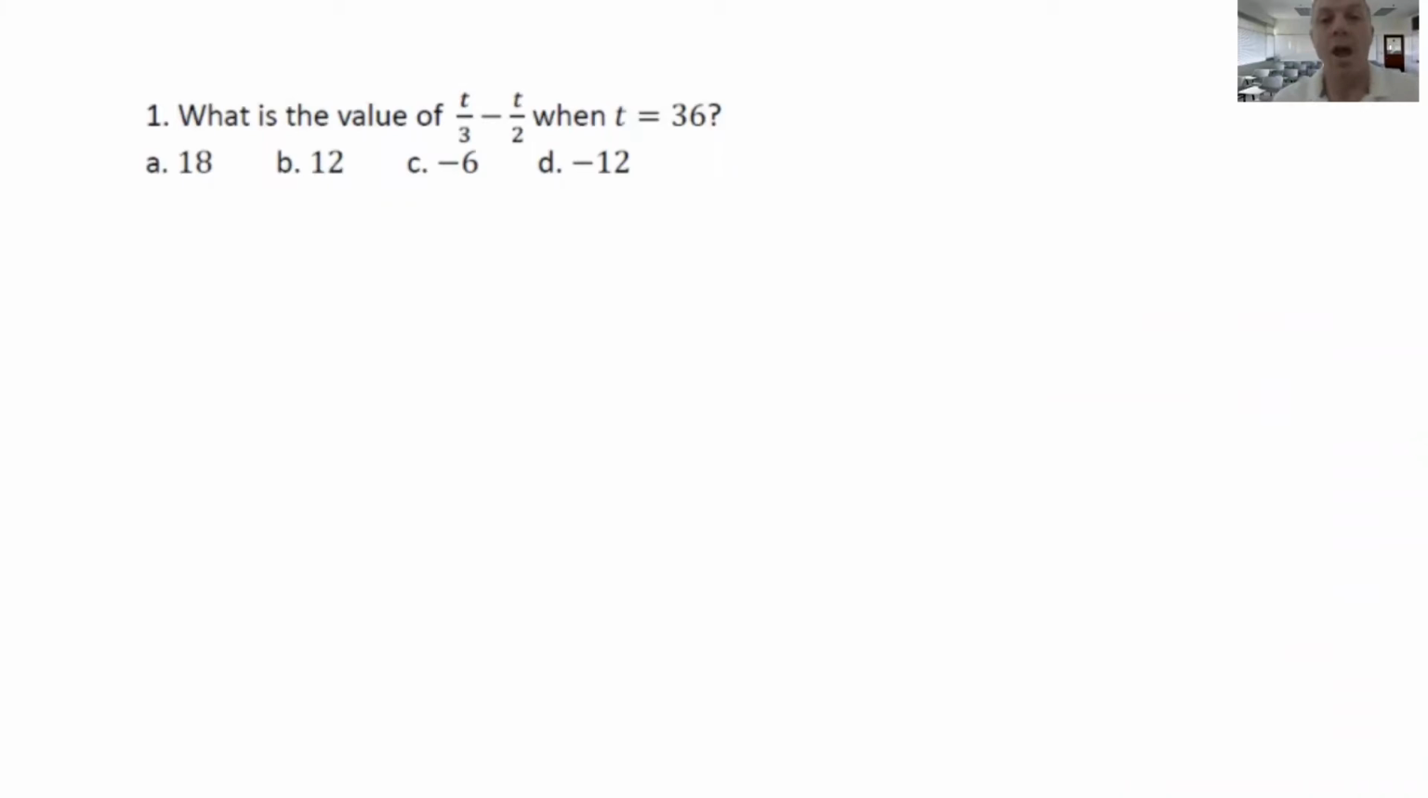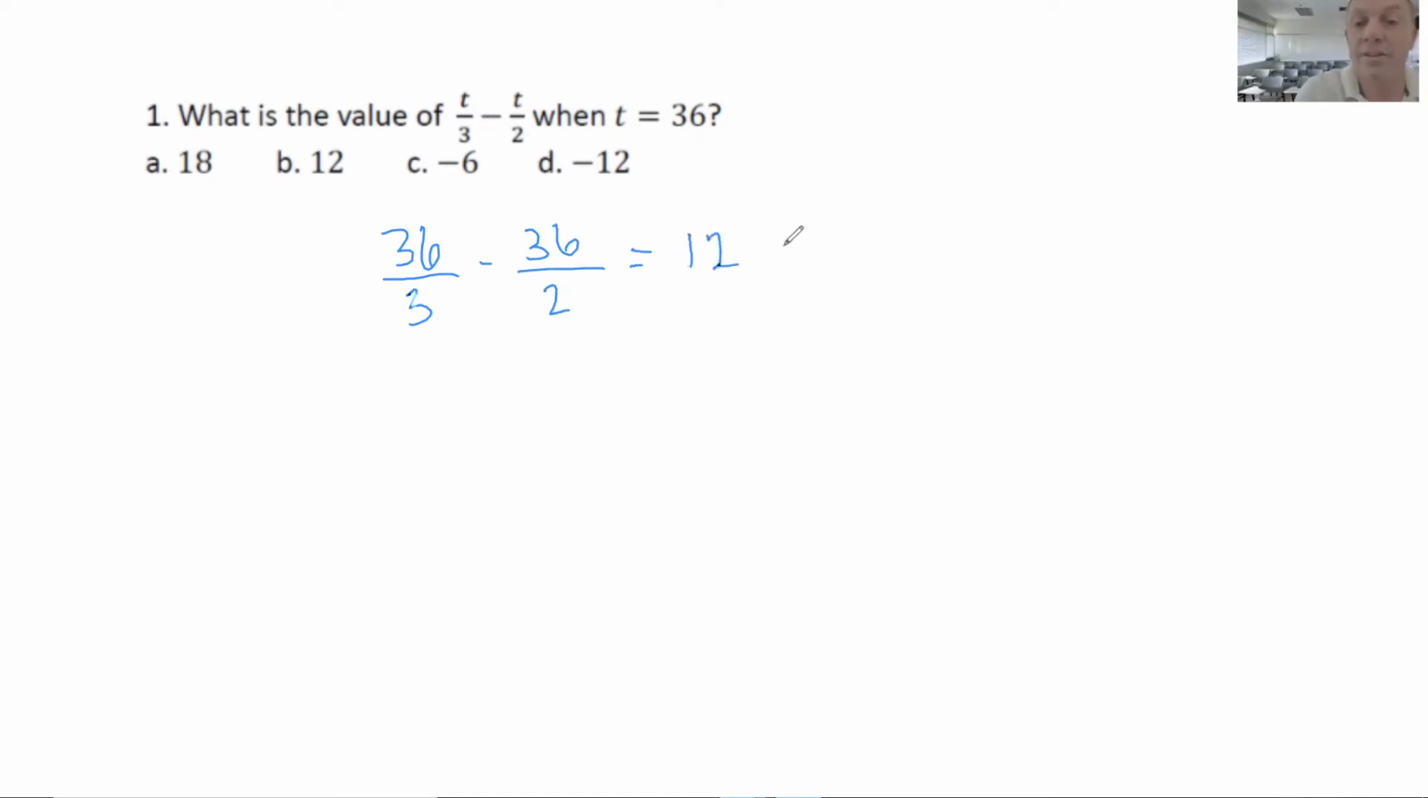So I might walk through some of these answers. I'm just getting my pen together. If t equals 36, this is really just a plug-in. So 36 over 3 minus 36 over 2. 36 divided by 3 is 12. 36 divided by 2 is 18. 12 minus 18 is negative 6. So this one would be C.